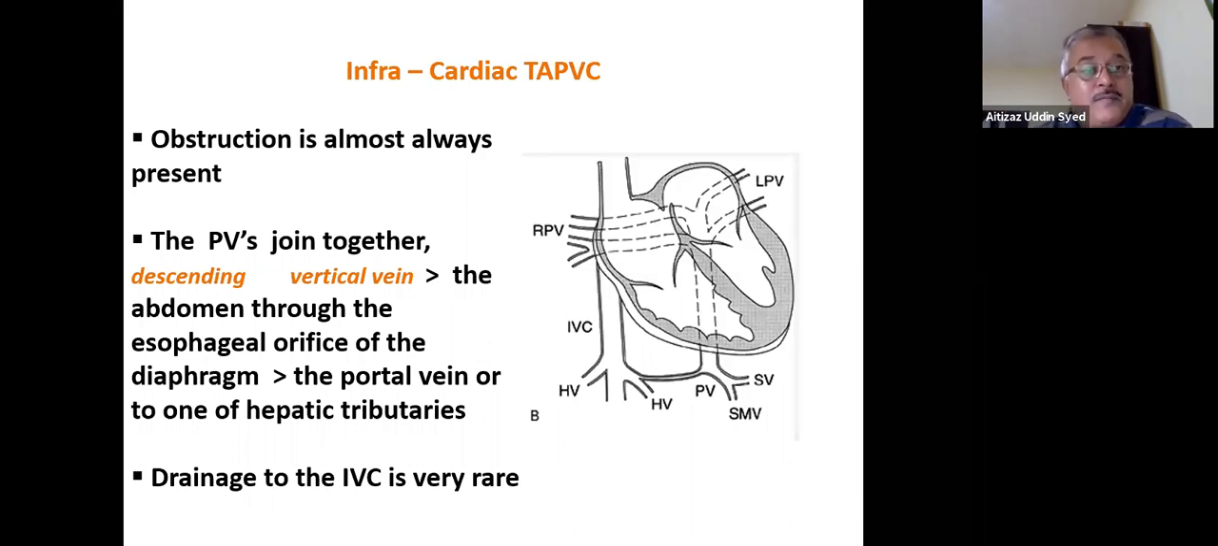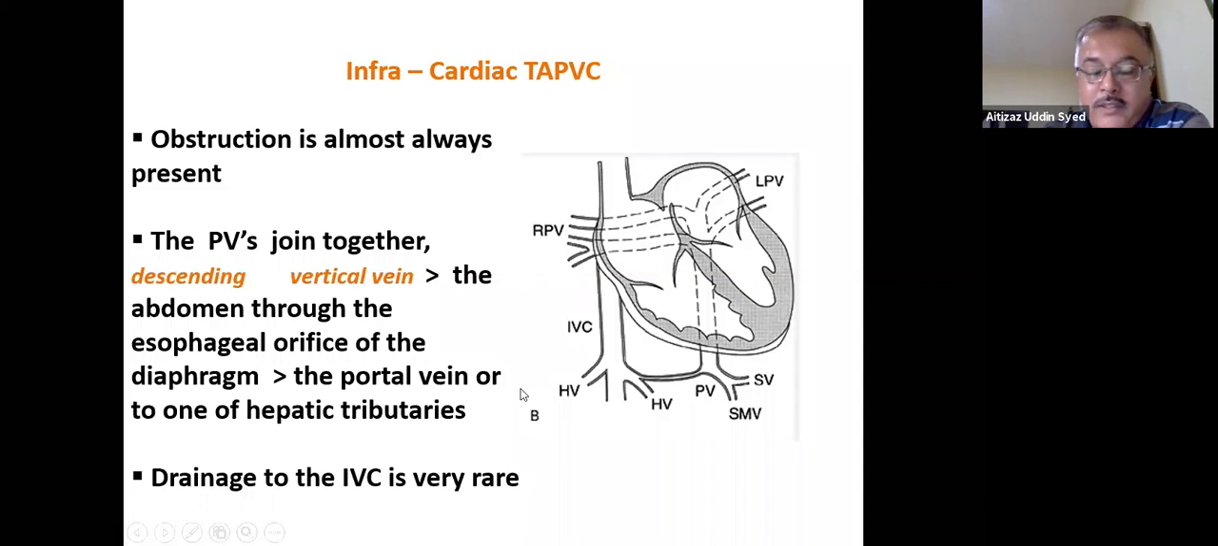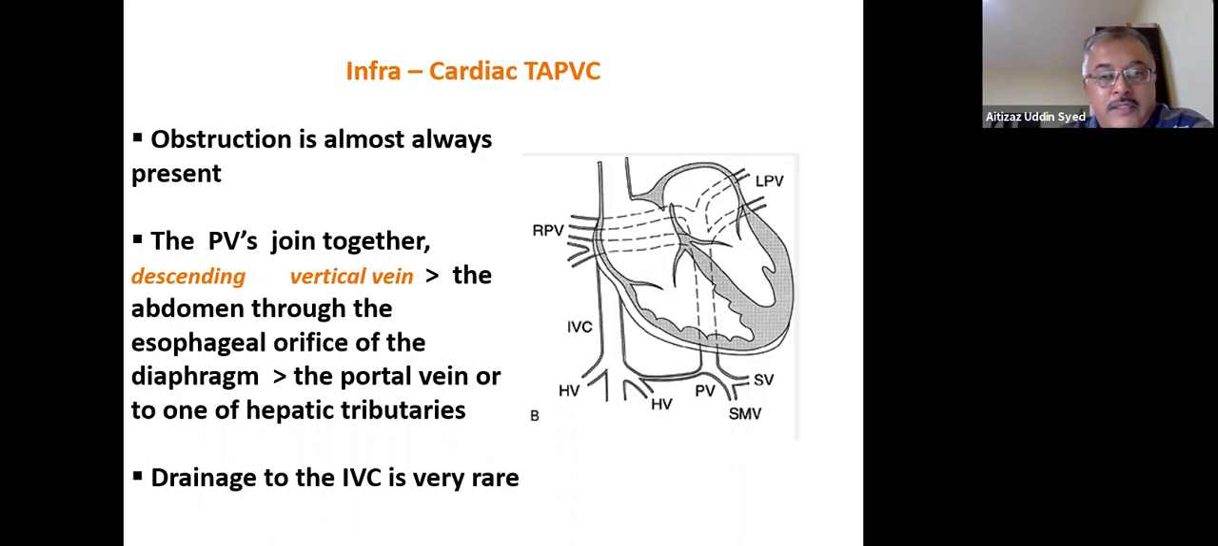The infracardiac, again, the cartoon depicts it more easily: you have pulmonary veins on both sides. They join into a descending vein, which goes down and joins the superior mesenteric vein or hepatic veins. It descends through the esophageal orifice of the diaphragm, and can join a portal vein tributary or one of the hepatic vein tributaries. Drainage to the IVC directly is very rare, but this is the most common variety to present with obstruction from the beginning. And the obstruction can be where it is egressing from the diaphragm and going down.